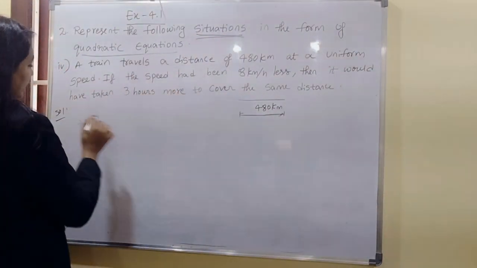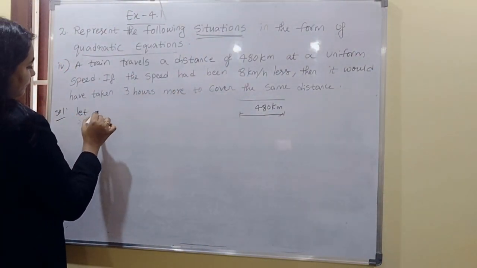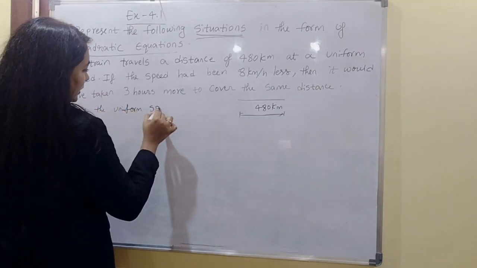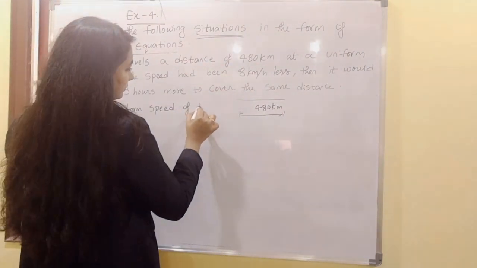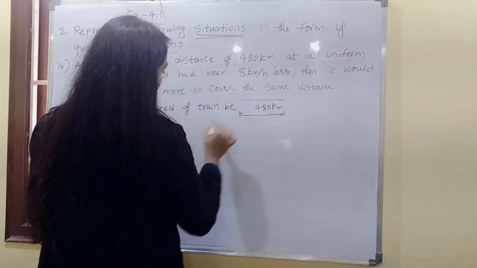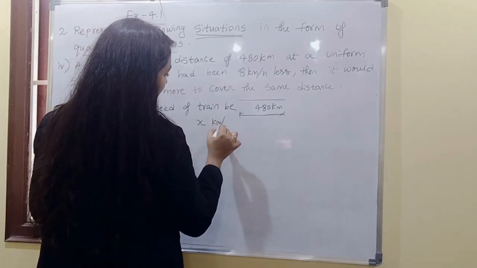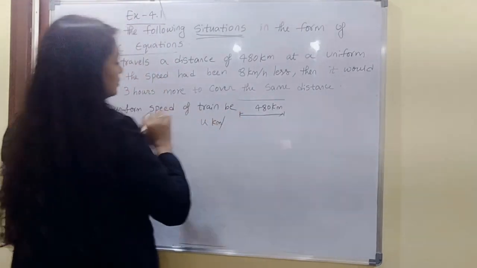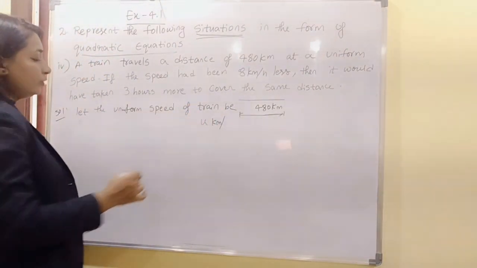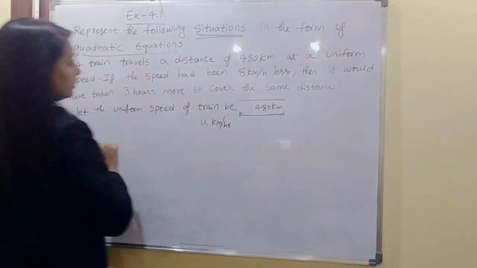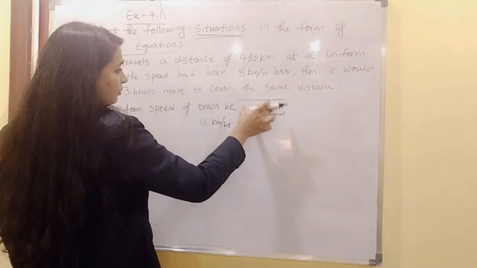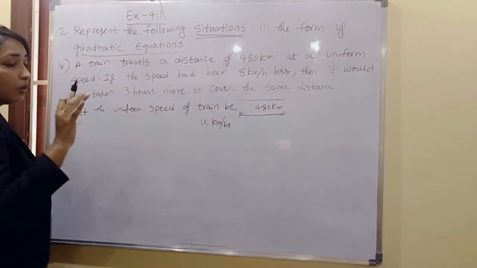In the first case, the train travels a distance of 480 kilometers at a uniform speed. So let the uniform speed of the train be u kilometer per hour. Let us represent u as the speed of the train. So with this uniform speed, it is covering how much distance? 480 kilometers.